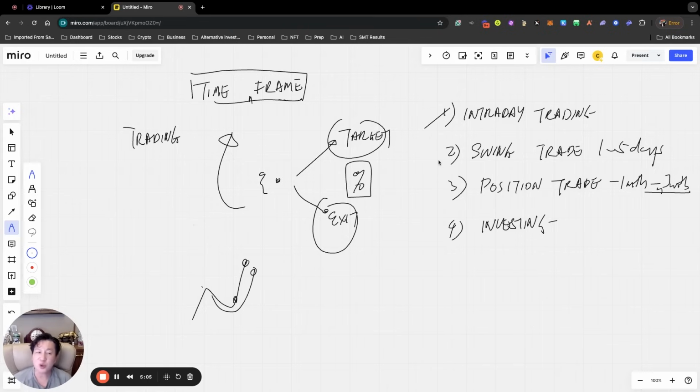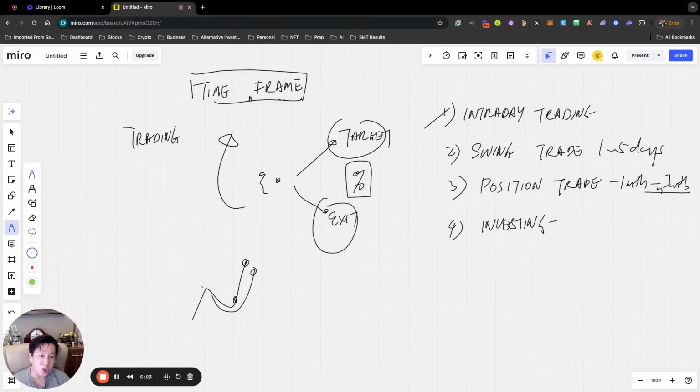Next, swing trading. Swing trading is something that you can do if you want to trade for income. This is something that you can do. Maybe you risk $500. You want to make another $700 within a week. These are things that you can do for swing trading.